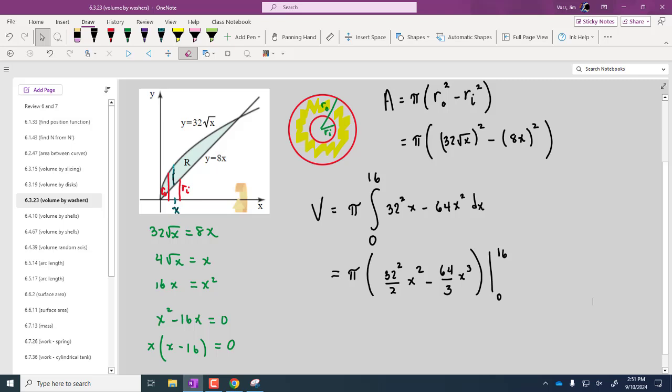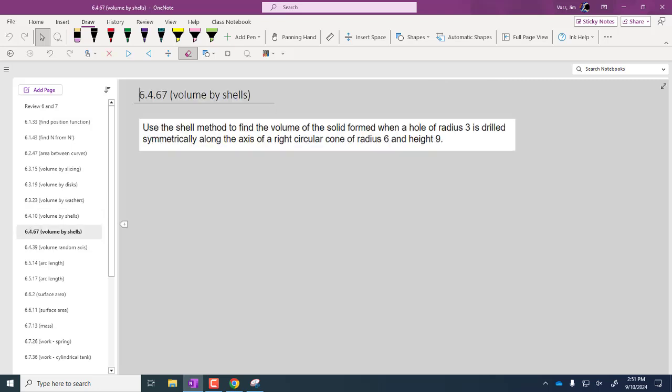Anything on there you're not sure about? Geometry is all of a sudden really important. Let's do a shell method, and then we'll do a random axis. And then if we have time, we can go back and do the other shell method.